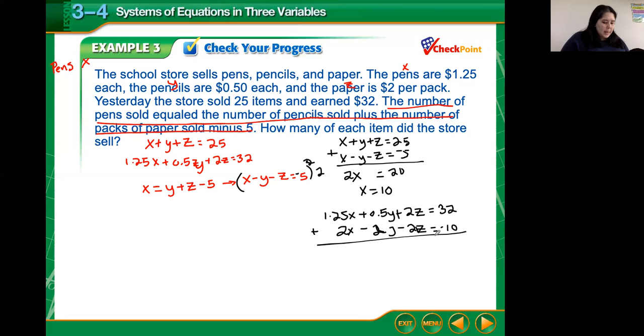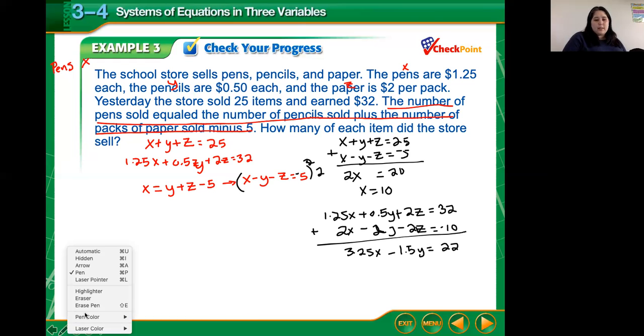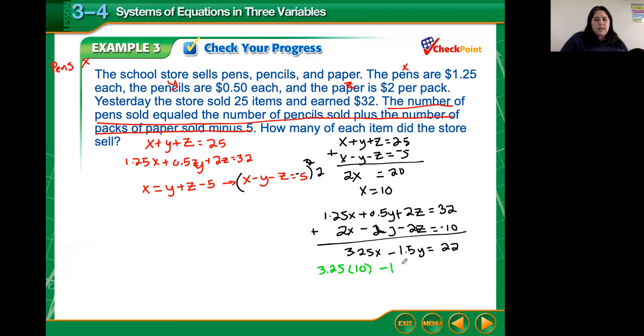So we're going to add that up, and we're going to get 3.25x minus 1.5y equals 22. So now that we have our two equations, and the really nice thing here is we actually already know x, so I can go ahead and substitute that in. So I'm going to do 3.25 times 10 minus 1.5y equals 22.